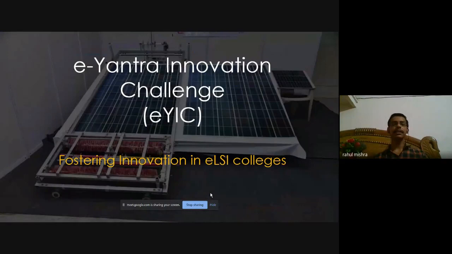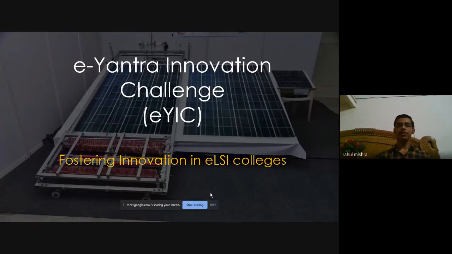Looking at the other things eYantra provides, there is the eYantra Innovation Challenge, although it is limited to only ELSI colleges. ELSI colleges are those colleges partnered with eYantra, and eYantra helps them develop an entire lab. There's an eYantra lab in ELSI colleges in which you can go and learn things. They provide all types of boards, if you are into Arduino or 8051 microcontrollers and such, so you can learn these things and prepare yourself after this learning process.